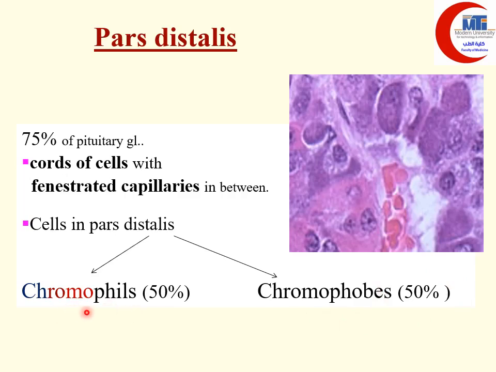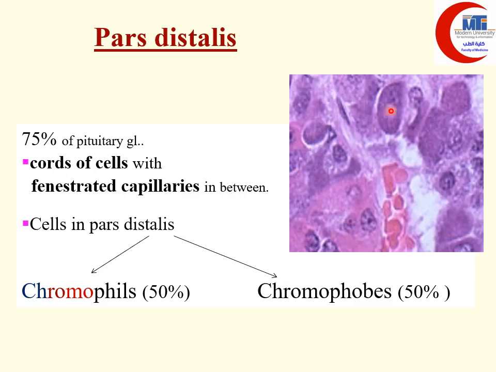Chromophils means that these cells like stain or have affinity to stains, whatever this stain, acidic or basic stains. And the chromophobes have no affinity to stains, so it's called phobe. It means these cells dislike stain. And the chromophils have affinity to stain. If these cells take acidic stain, it's called acidophil.